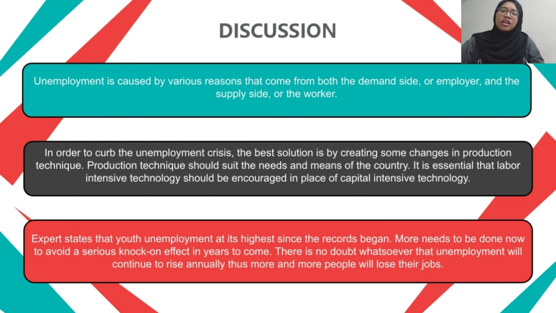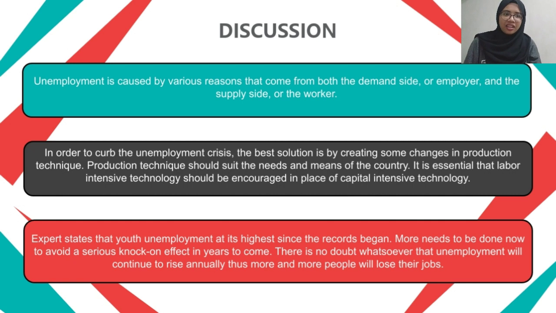So, for the discussion of this presentation, unemployment is caused by various reasons that come from both the demand side, the employer, and the supplier side, and also the worker. In order to curb the unemployment crisis, the best solution is by creating some changes in production technique. Production technique should suit the needs and means of the country.